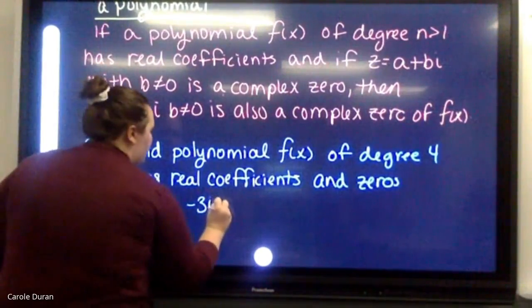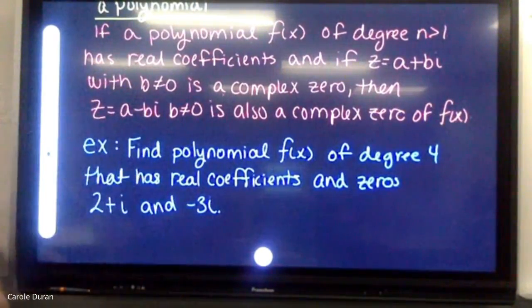So the example we're going to do is to find the polynomial f of x of degree 4 that has real coefficients and zeros 2 plus i and negative 3i.